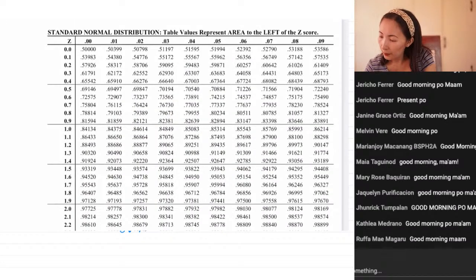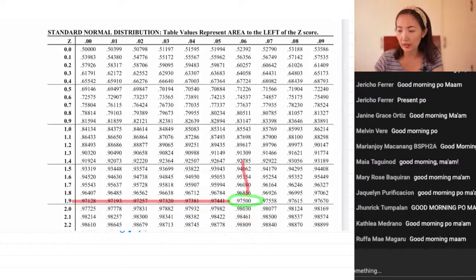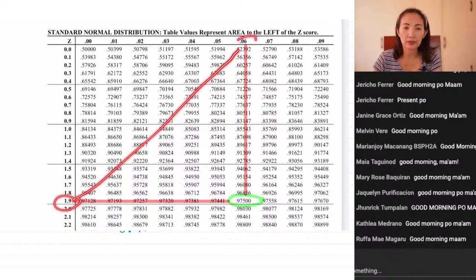So yan, 0.975. Let's use this color. And so 0.975 corresponds to what z value? 1.96. Diyan galing yung nasa formula.